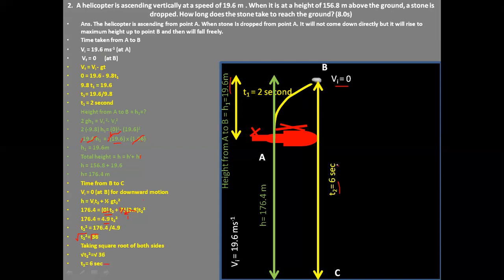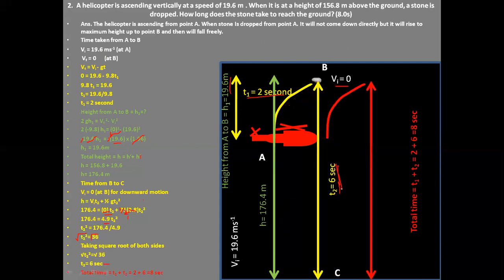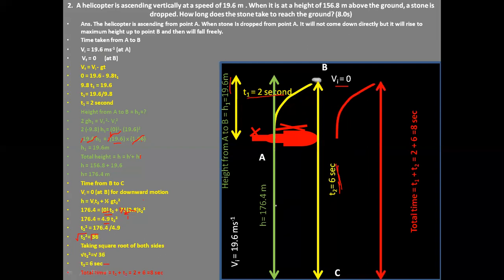So what will be the total time now? The total time will be this 2 second and this 6 second. For that, we are cutting it red, separating it so that we have the total time clearly to us. So the total time will be T1 plus T2, which will equal 2 plus 6 is equal to 8 seconds. So that is how we calculate the total time for that rock to reach the ground in just 8 seconds, and that is our required answer as well.